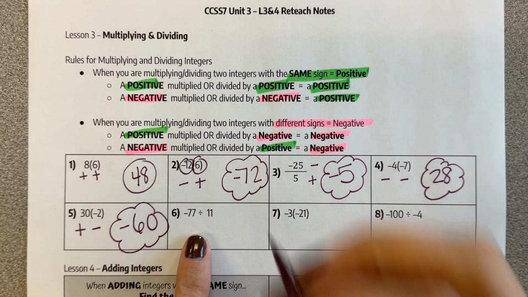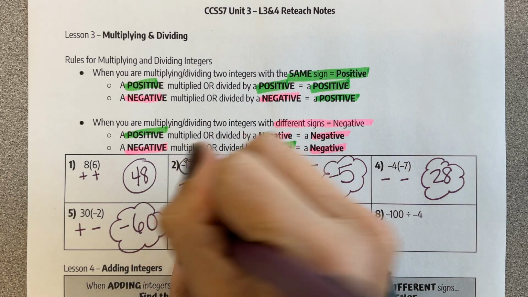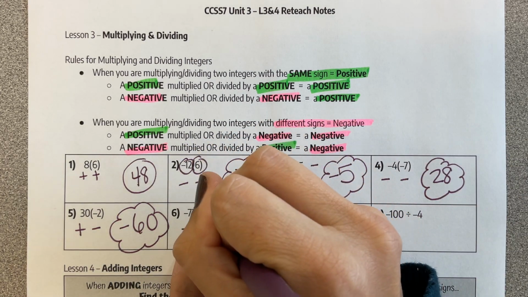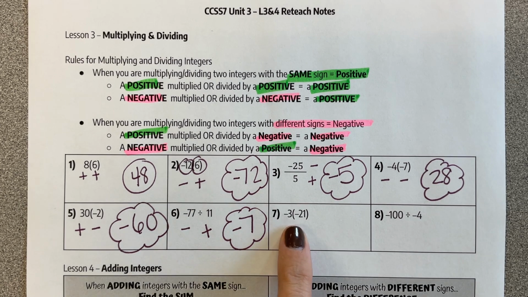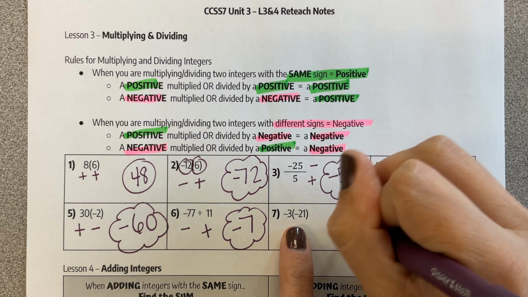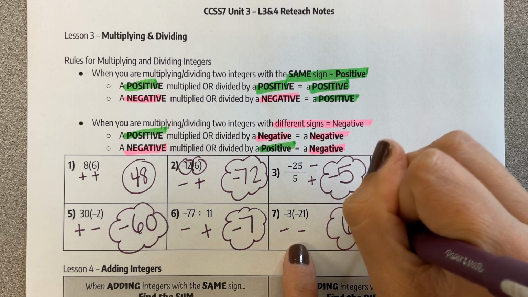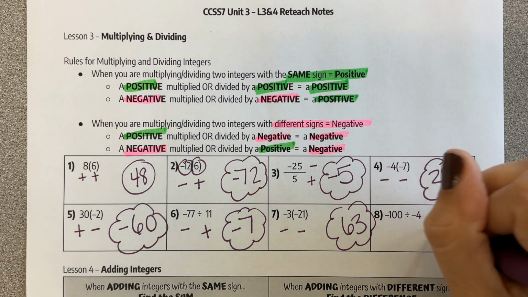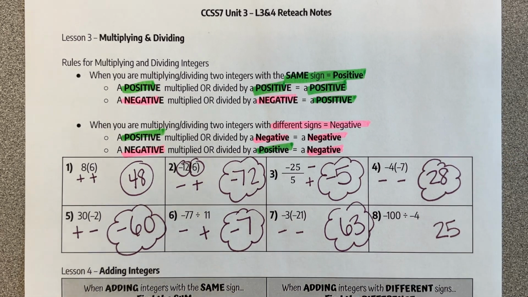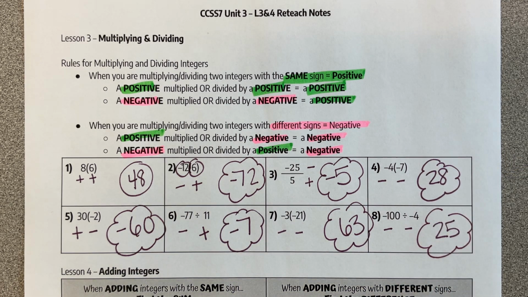Number 6, 77 divided by 11 is 7. We have a negative and a positive. They are different, so it's going to be negative. 3 times 21 is 63. We have a negative times a negative, which is a positive. 100 divided by 4 is 25. We have a negative divided by a negative, which is a positive. So that was a quick refresher with multiplying and dividing.